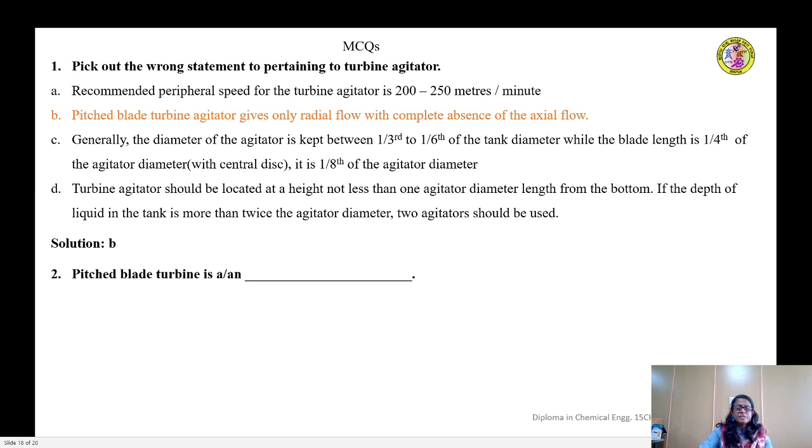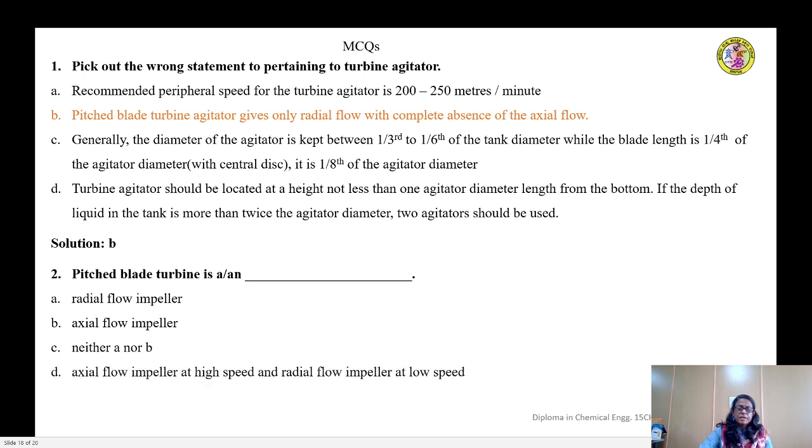Pitch bladed turbine is a radial flow turbine, an axial flow turbine, neither A nor B, an axial flow impeller at high speed and a radial flow impeller at low speed. Just now we discussed the type of flow current created by the pitch bladed turbine. Pitch bladed turbine actually creates an axial flow, but all other types of turbines are capable of creating radial flow. So option B is the right answer.